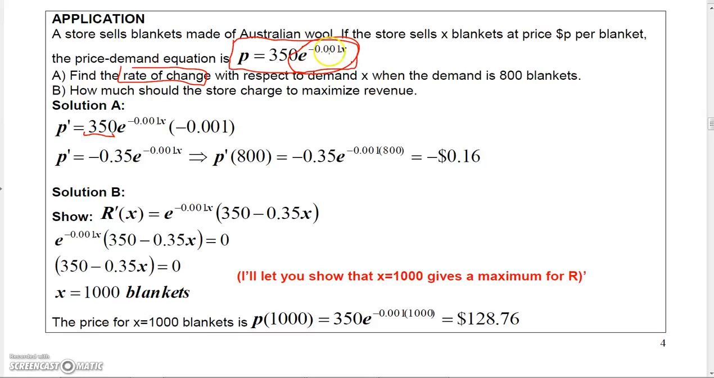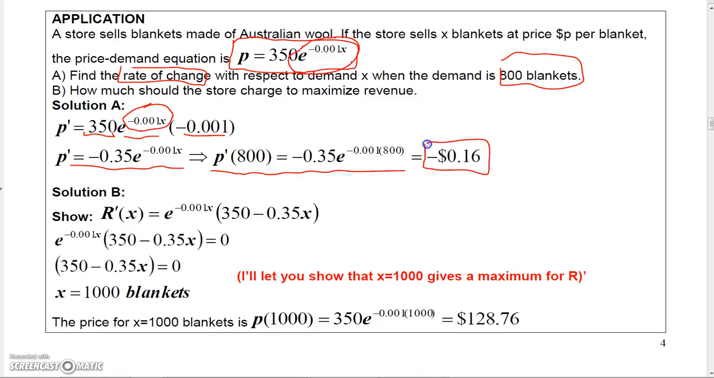Well, the derivative of e to the u, remember, what is it? It's e to the u, which would be this, and then it's times the derivative of u. So I'd have to multiply by the derivative of the exponent, which would just be the constant negative 0.001. And when I multiply this constant times the 350, I get negative 0.35 e to the negative 0.001x. Now, if we want the rate of change when x is 800, then we plug 800 in for x in this function. I did this with a calculator and got negative 16 cents, negative $0.16.